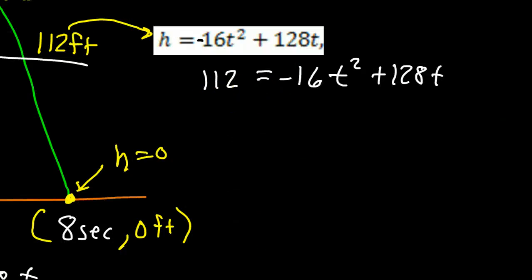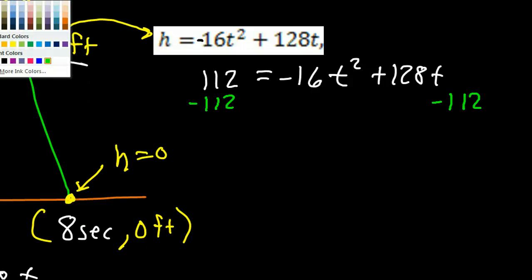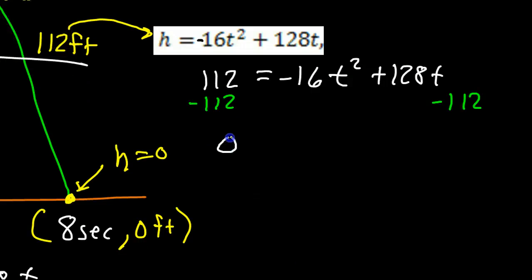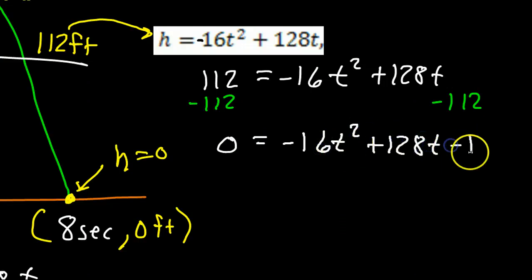So how do we do this? We just subtract 112 from both sides. Okay, so that's going to give us 0 equals negative 16 t squared plus 128 t minus 112. Okay, so we need to solve this for t. If we solve this for t, again we're just using the quadratic formula.